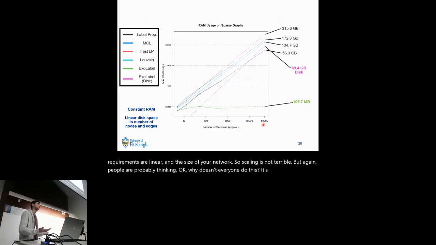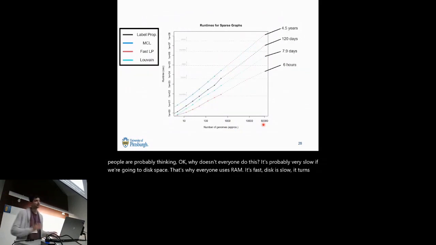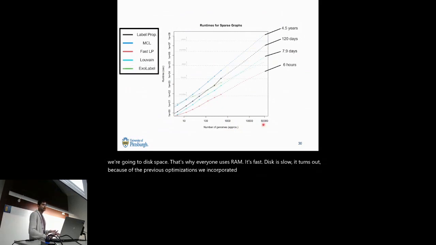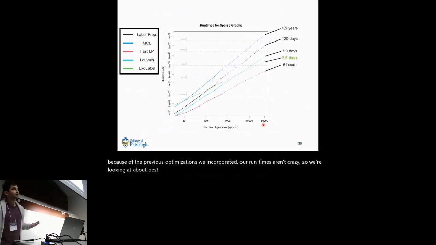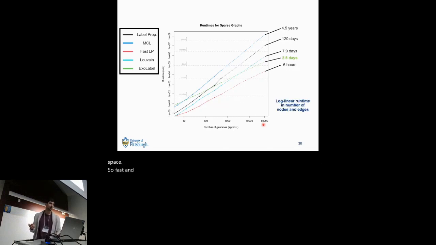It's probably very slow if we're going to disk space. That's why everyone uses RAM. It's fast, disk is slow. It turns out because of the previous optimizations we incorporated, our runtimes aren't crazy. So we're looking at about best case 2.5 days, which is better than alternatives that don't use this space. So fast and low footprint, and the scalability is log linear with the size of the network.